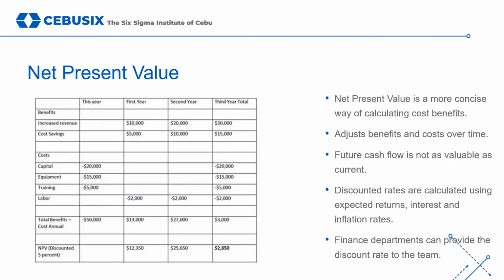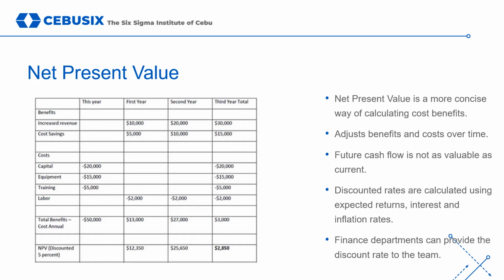A more concise way of calculating cost benefits is known as the net present value, or NPV. The net present value adjusts benefits and costs as time passes because cash flow in the future is not as valuable as cash flow today, due to inflation and other economic factors. The discount rate for various endeavors can be calculated using expected return, interest rates, or inflation rates.